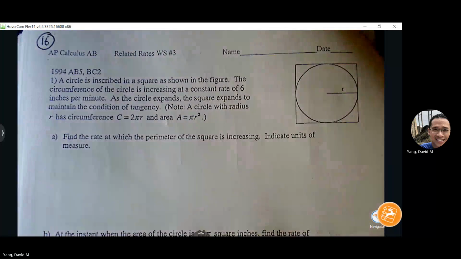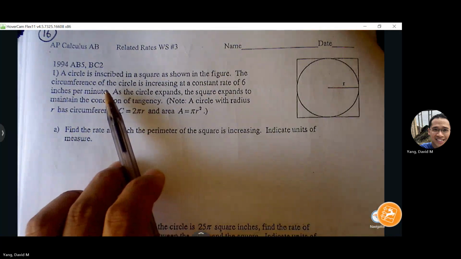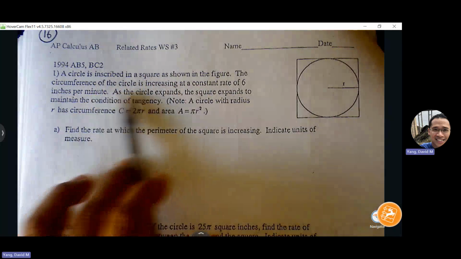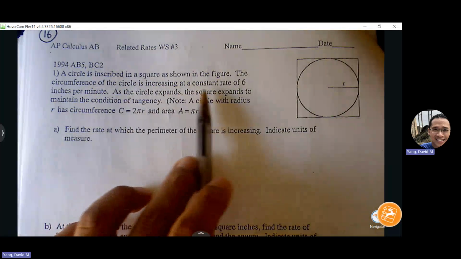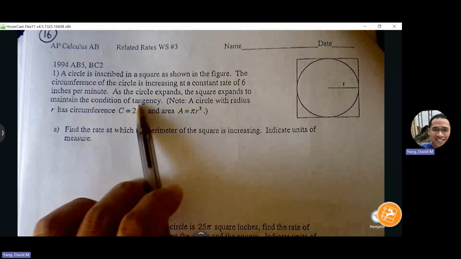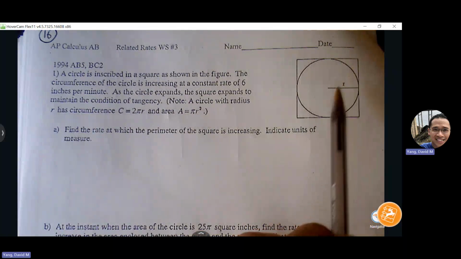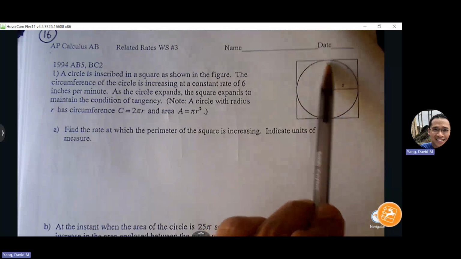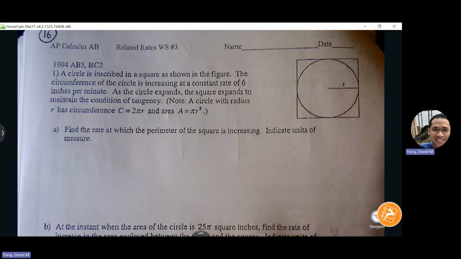Okay, page 16. I want us to do an old FRQ problem together here. A circle is inscribed in the square as shown in the figure. The circumference of a circle is increasing at a rate of 6 inches per minute. As the circle expands, the square expands to maintain the condition of tangency. So as the circle expands, the square is still going to grow with it and it's still going to maintain that tangency with the circle.